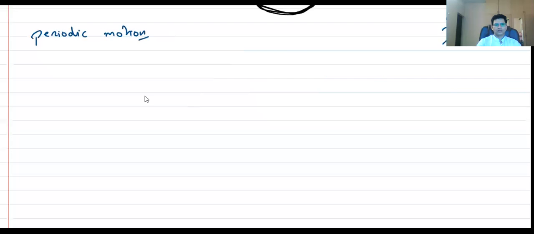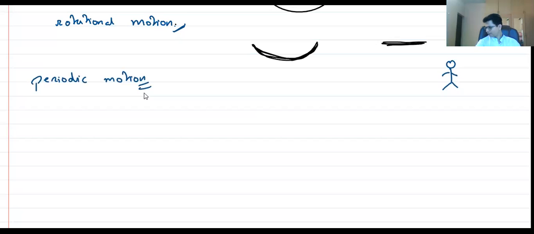Let's talk about periodic motion first. Before starting periodic motion, let's think about it. Suppose I'm talking about a pendulum. Everyone has seen a pendulum, right? Imagine that I'm having a pendulum. Suppose this red earbud is a pendulum. I hope all of you can see this.